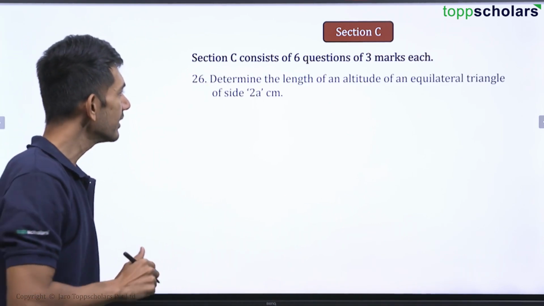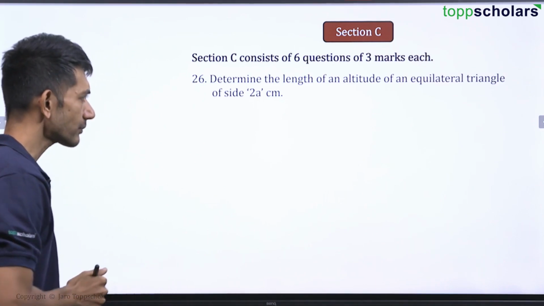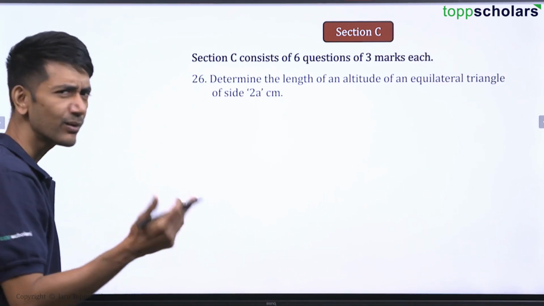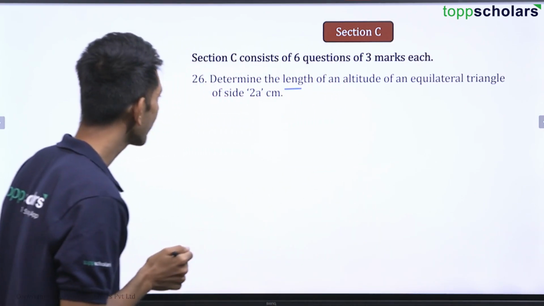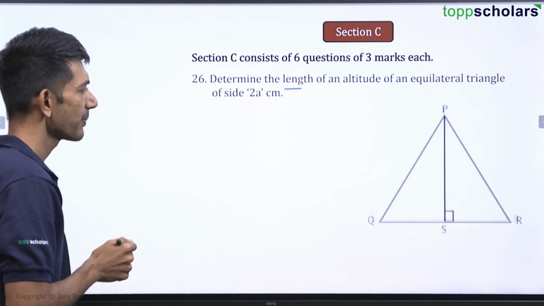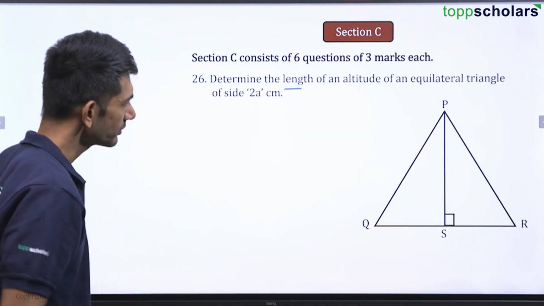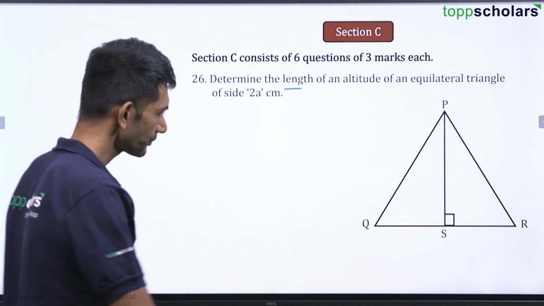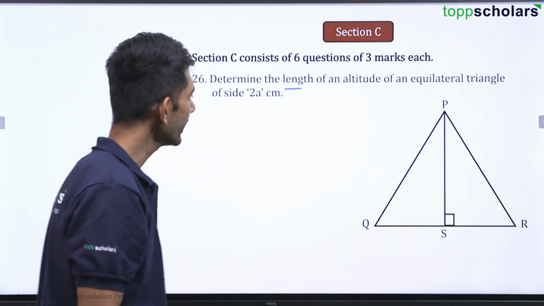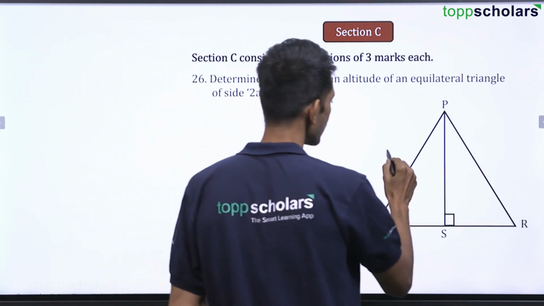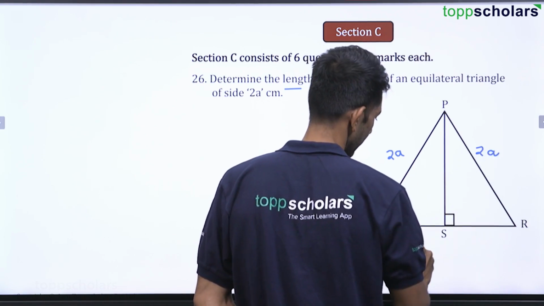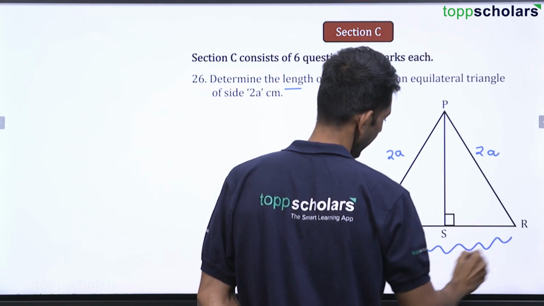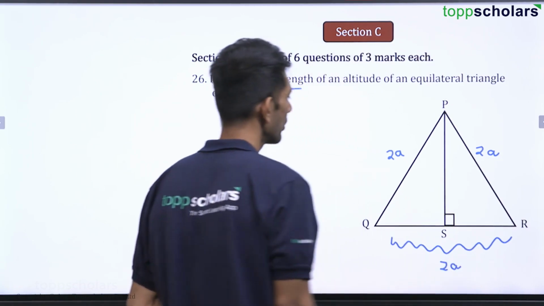The question says, determine the length of the altitude, same thing, length of an altitude of an equilateral triangle of side 2a centimeter. So have a look at this. So here we have an equilateral triangle and the length is 2a. So this is 2a, this is 2a, and this is again 2a, correct?